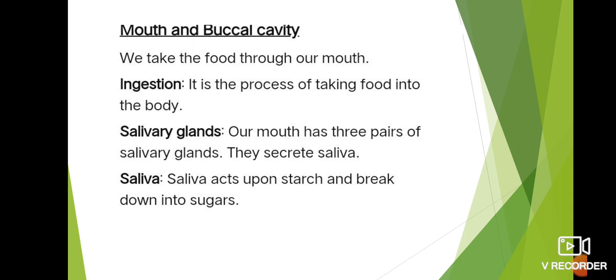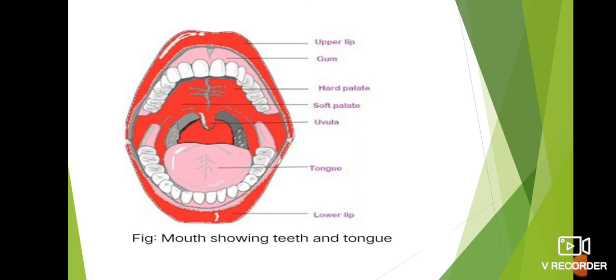We take the food through our mouth, that is ingestion. It is the process of taking food into the body. Salivary glands are present in our mouth. Our mouth has three pairs of salivary glands. They secrete saliva. Saliva acts upon starch and breaks it down into sugars. These carbohydrate-containing foods are digested in our mouth with the help of saliva.